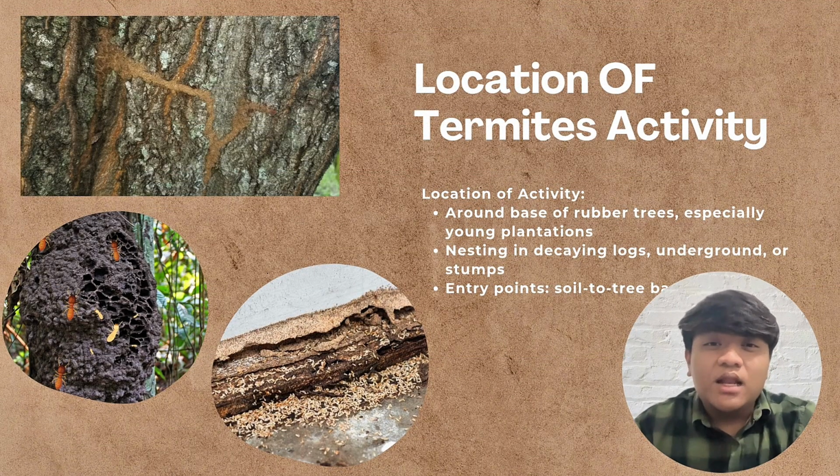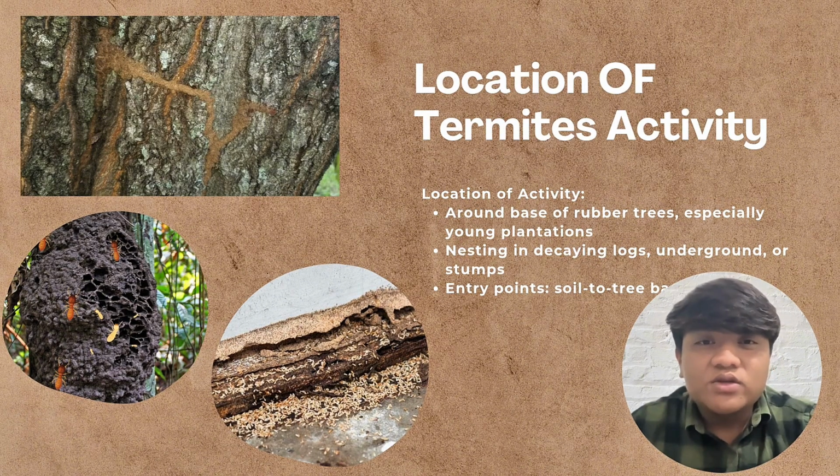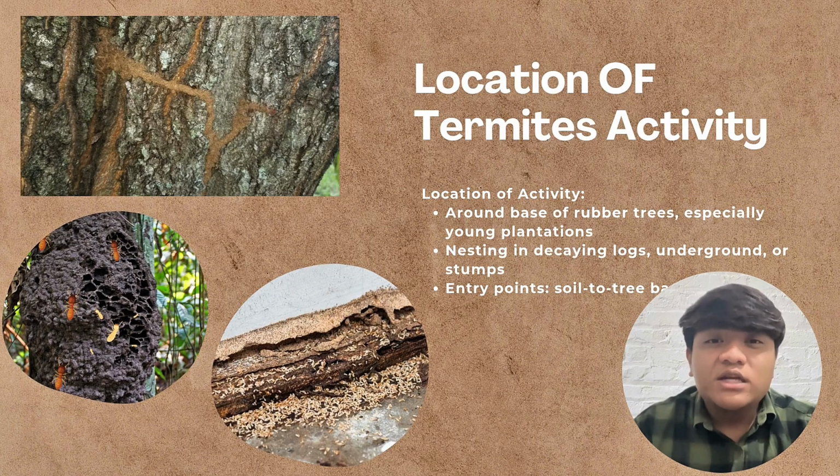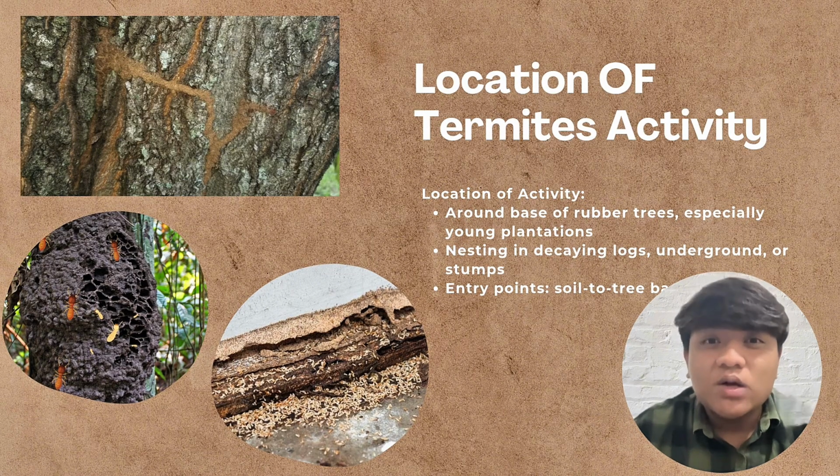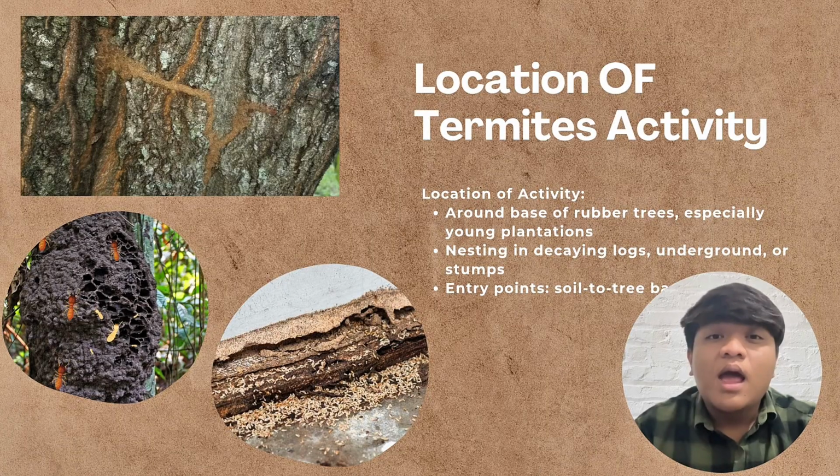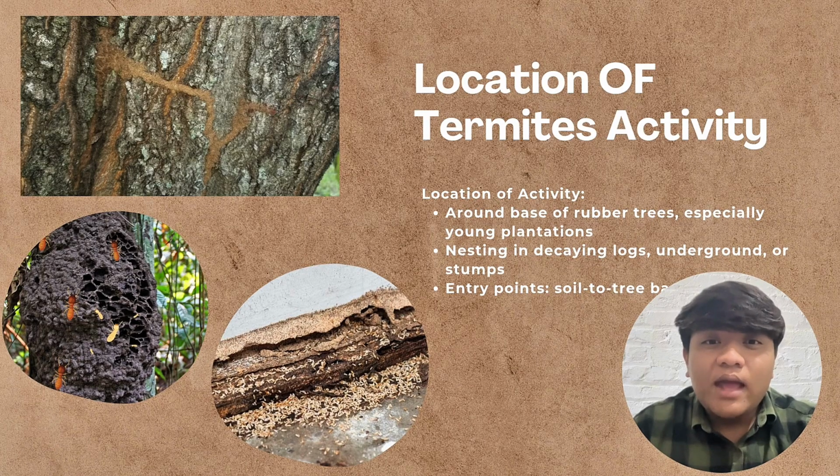Now, let's see the location of termite activity. Termite activity is usually concentrated around the base of young rubber trees, especially within the first few years of planting the rubber. They build nests in underground chambers, decaying wood or stumps, and soil-rich organic matter.